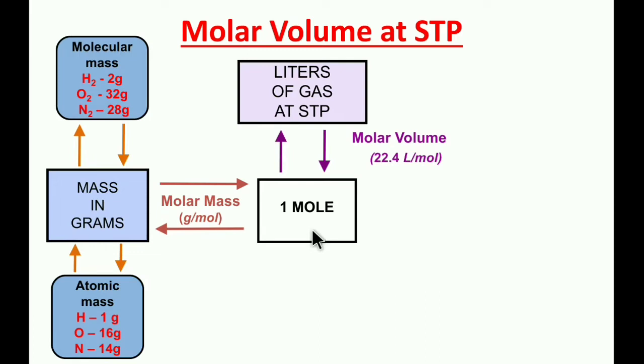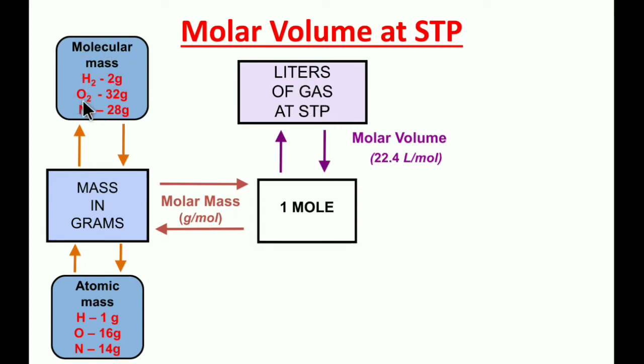That means 1 mole of a substance is equal to, for example, 2 grams of the hydrogen molecule. The same 1 mole of substance occupies 22.4 liters of volume at STP. Consider it for hydrogen. 1 mole of hydrogen occupies 22.4 liters. That means 2 grams of hydrogen occupies 22.4 liters. So we can make the molecular mass equal to the molar volume also.